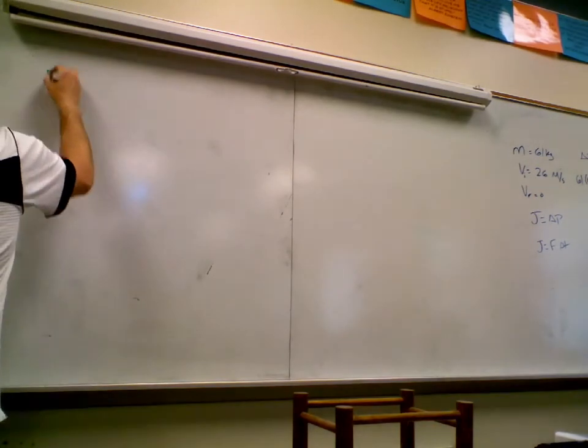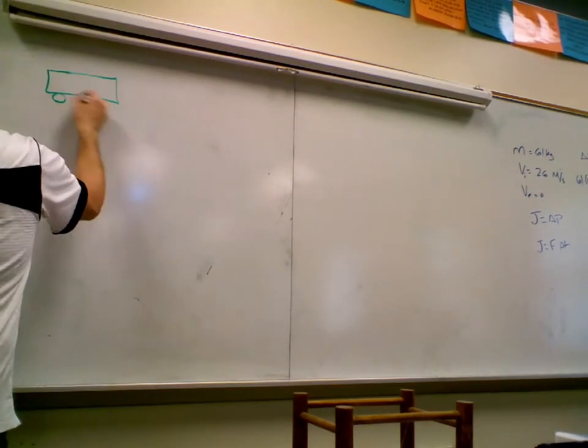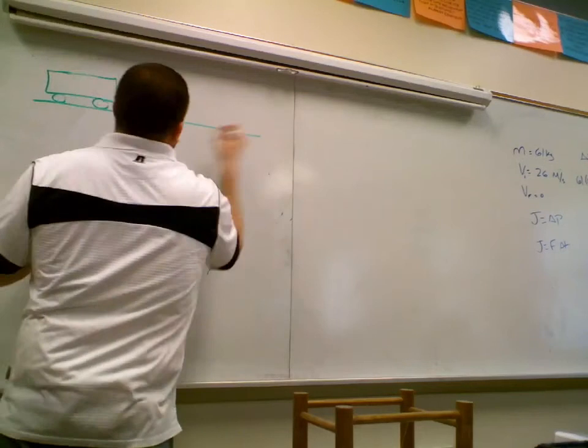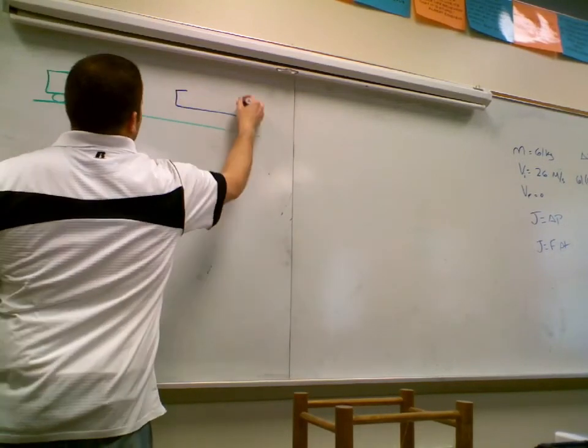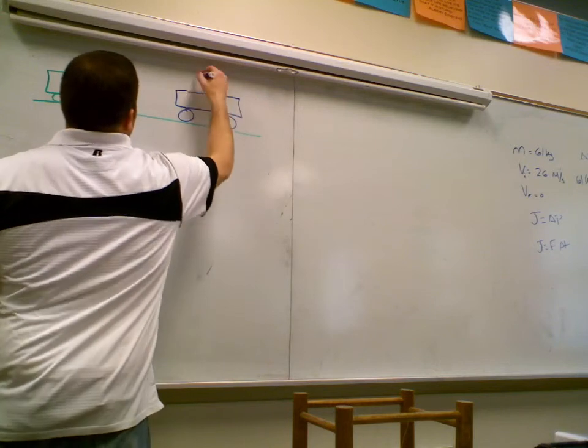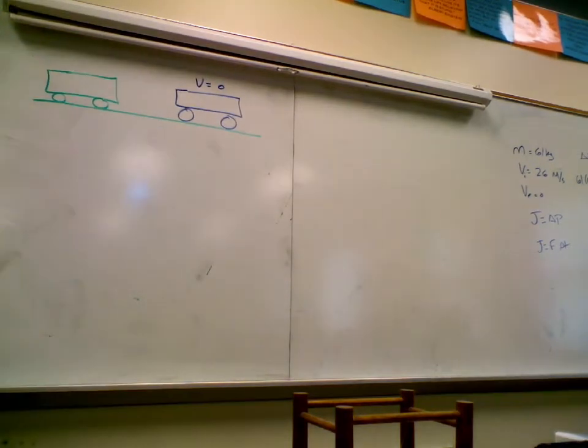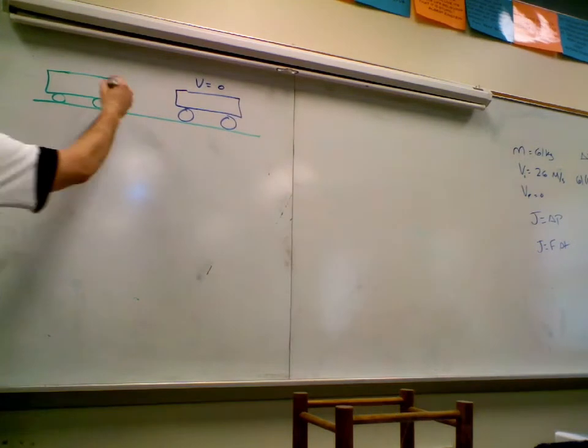So, what color is this car? Red. What color is this car? Blue. Okay. So, that velocity was 0 initially, right? This velocity was not 0.